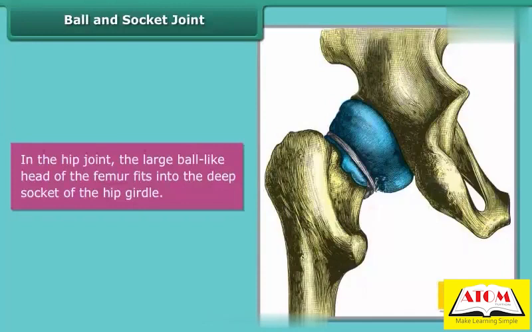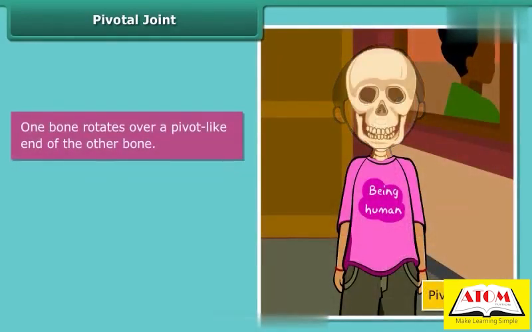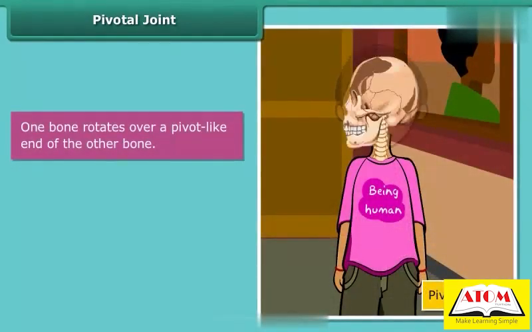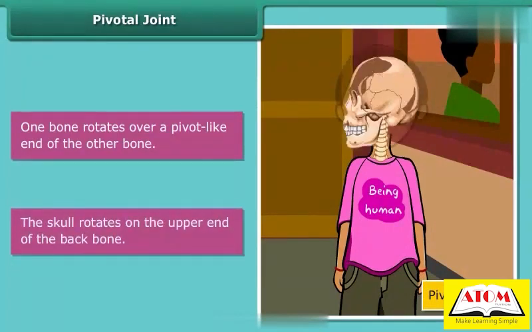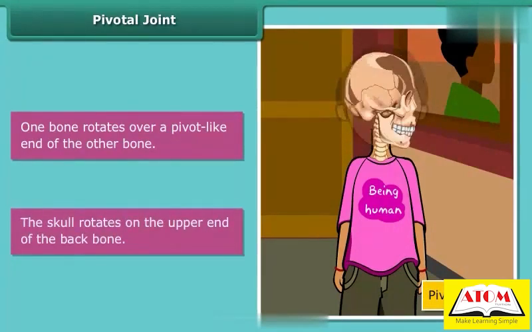In the hip joint, the large ball-like head of the femur fits into the deep socket of the hip girdle. Pivotal joint. In this type of joint, one bone rotates over a pivot-like end of the other bone. It's like the skull rotating on the upper end of the backbone.